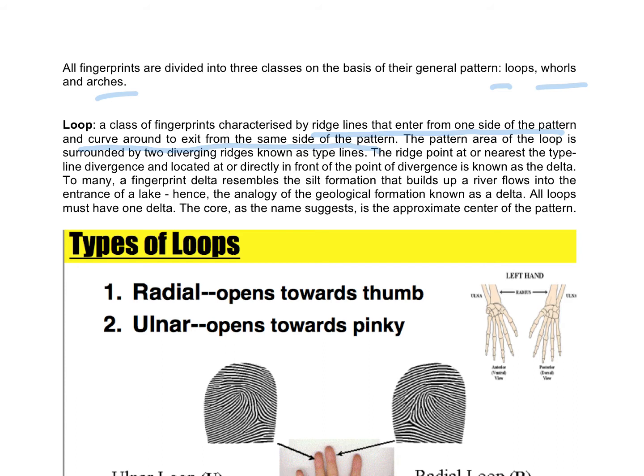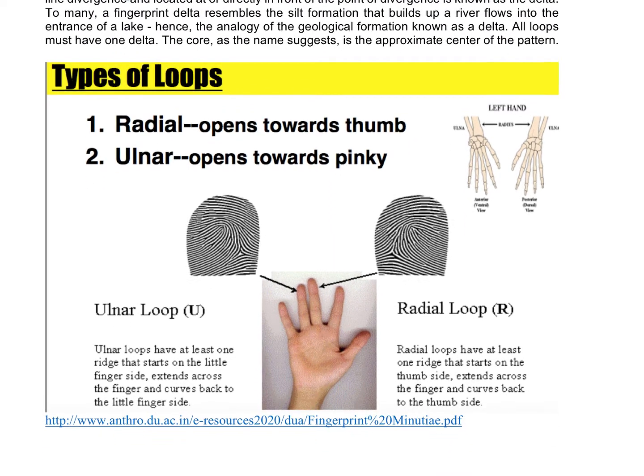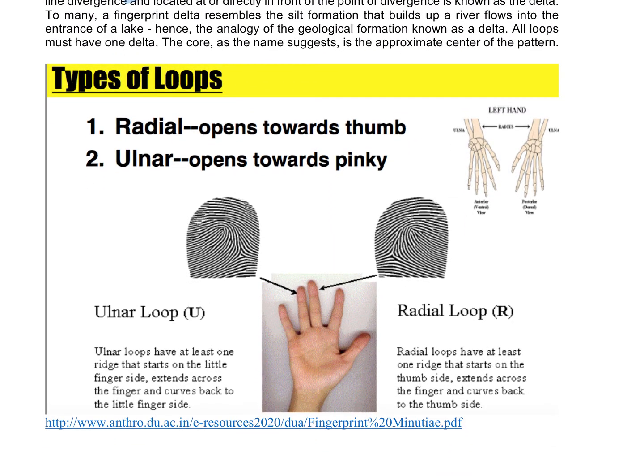Now this pattern area of the loop is surrounded by 2 diverging ridges known as the type lines. Remember I showed you the type lines A and B. Now there are 2 types of loops. One is radial. Radial is to the right. The radial has at least one ridge that starts from the thumb side, goes to the finger, and then curves back to the thumb.